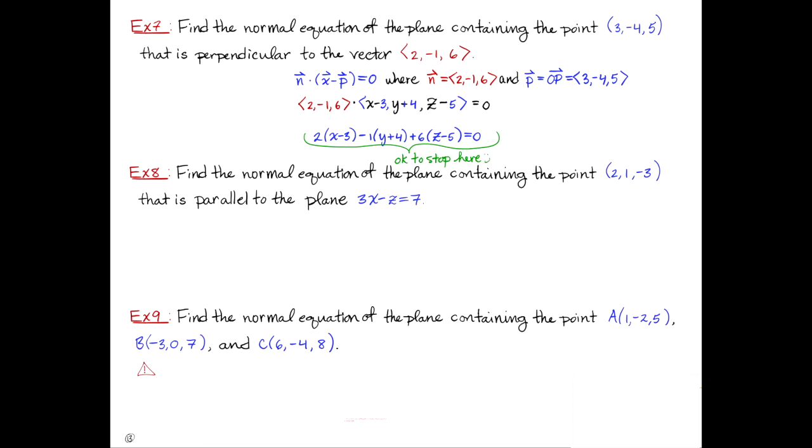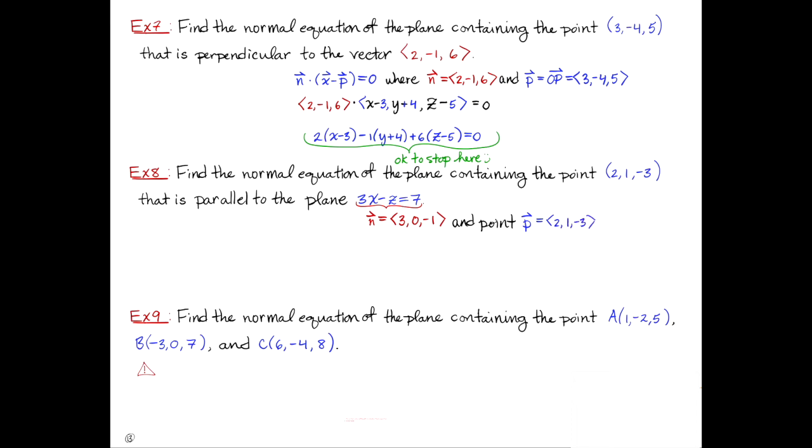In the next example, let's find the normal equation of the plane that contains the point 2, 1, negative 3, and that is parallel to the plane 3x minus z equal to 7. Parallel planes are going to have parallel normal vectors. And so here, the normal vector is 3, 0, negative 1, and our point in vector form is p equal to 2, 1, negative 3.